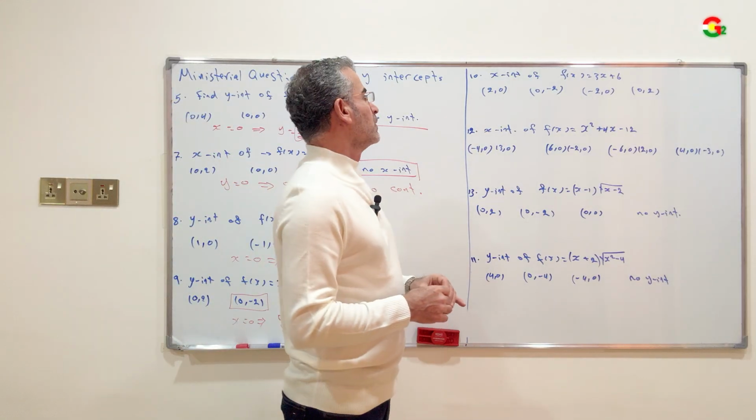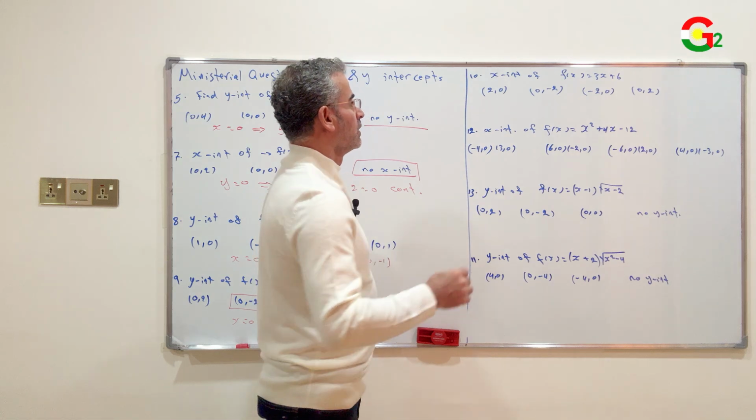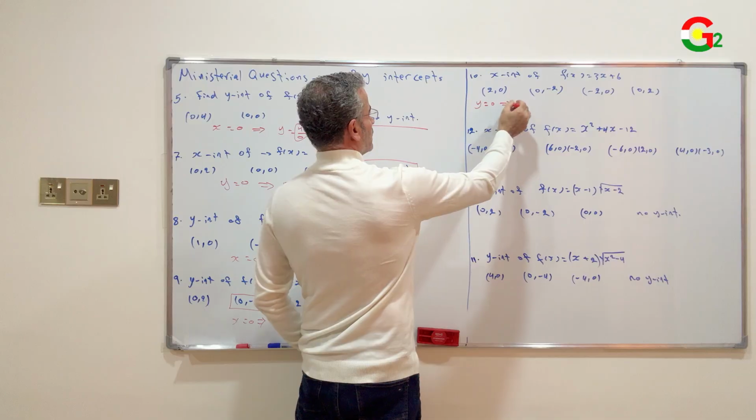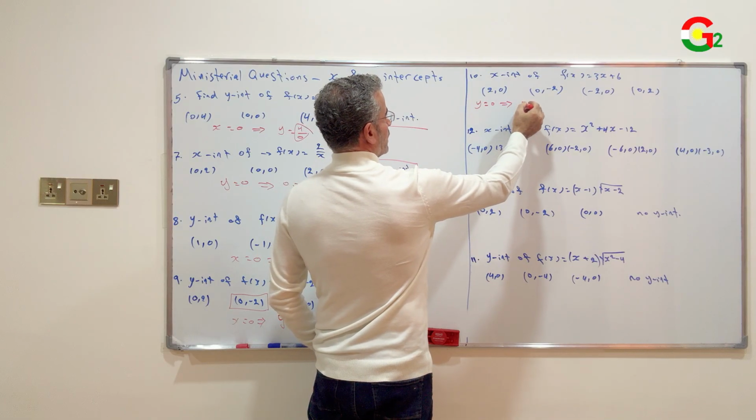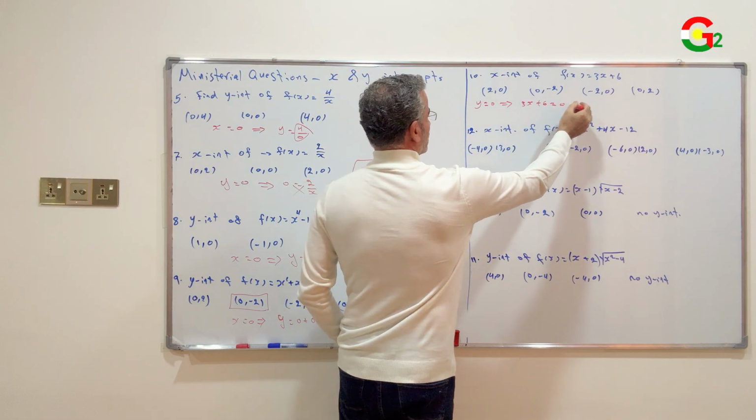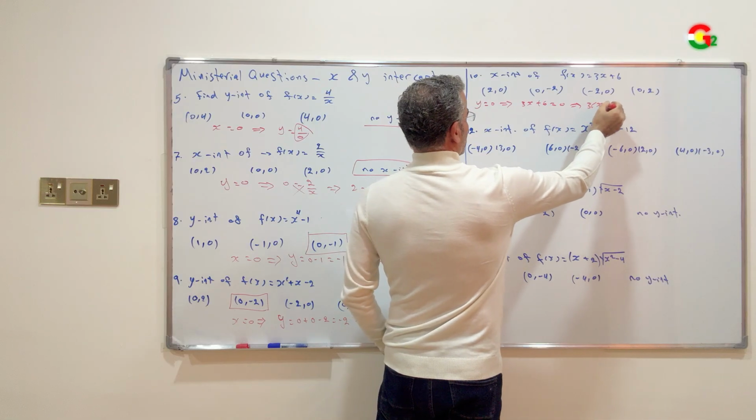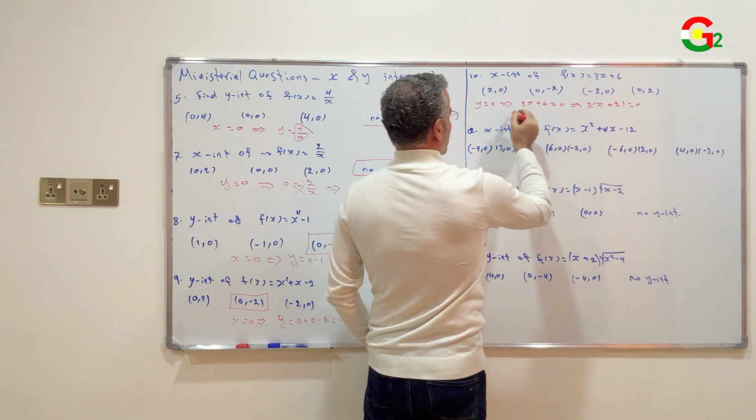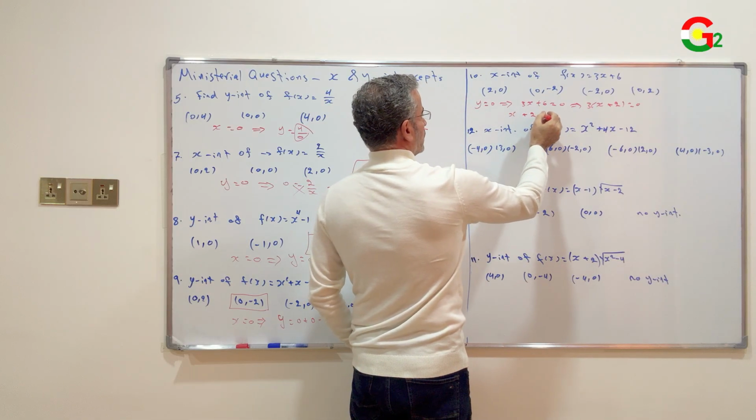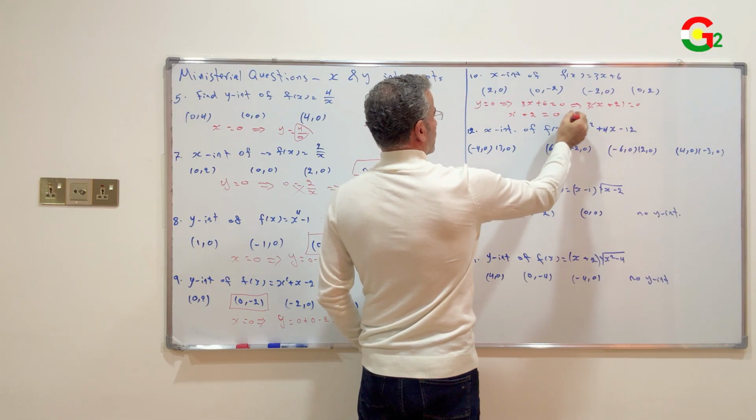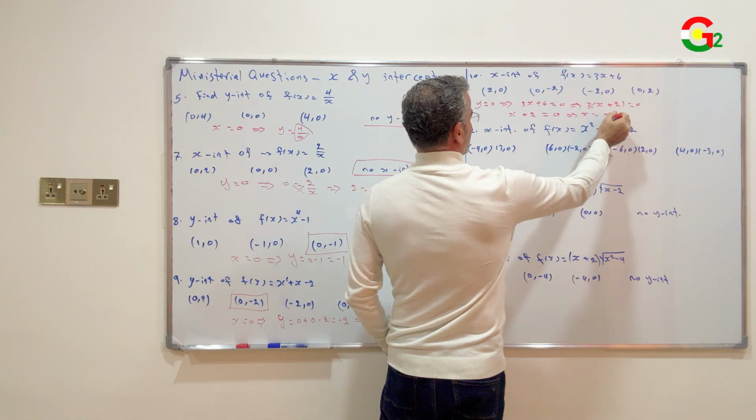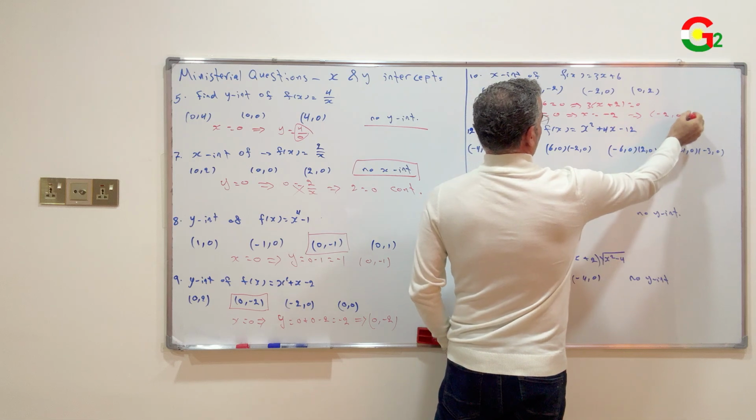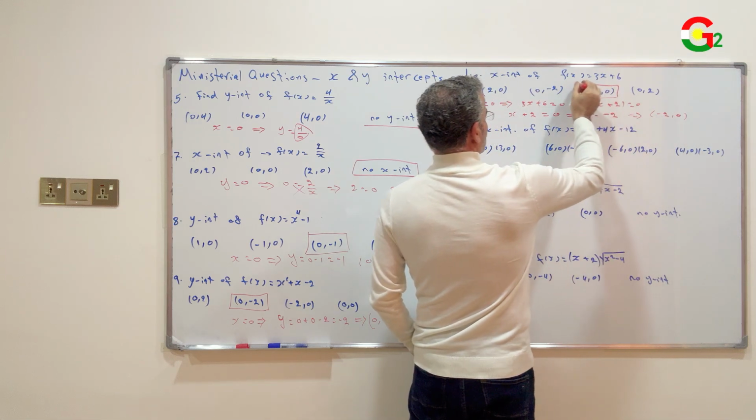Find the x-intercept of the function f of x equals 3x plus 6. For the x-intercept, set y equal to 0. Then 3x plus 6 equals 0. Factorize by 3, x plus 2 equals 0. Then x equals negative 2. The x-intercept is (negative 2, 0). Choice C.